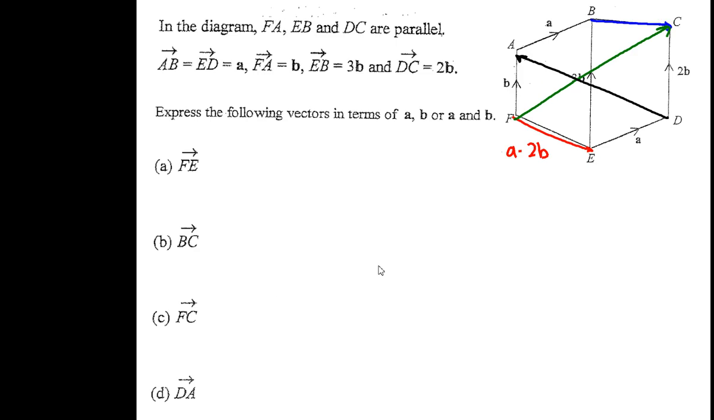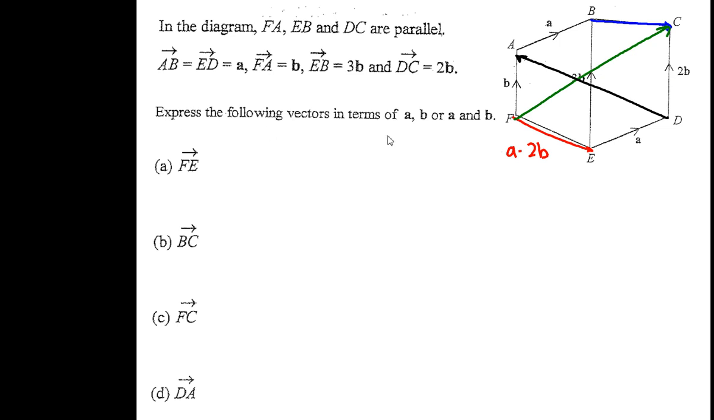You're good. Here are some more examples. In the diagram, FA, EB, and DC are parallel, meaning they're scalar multiples of each other. They're saying that AB equals ED, which equals a. What does that mean? That's already demonstrated on there. FA equals b. EB is 3b, so that's 3b going up this way, which is written there. And DC equals 2b. That's all written on there anyway, but just double check because sometimes I don't fill it in.